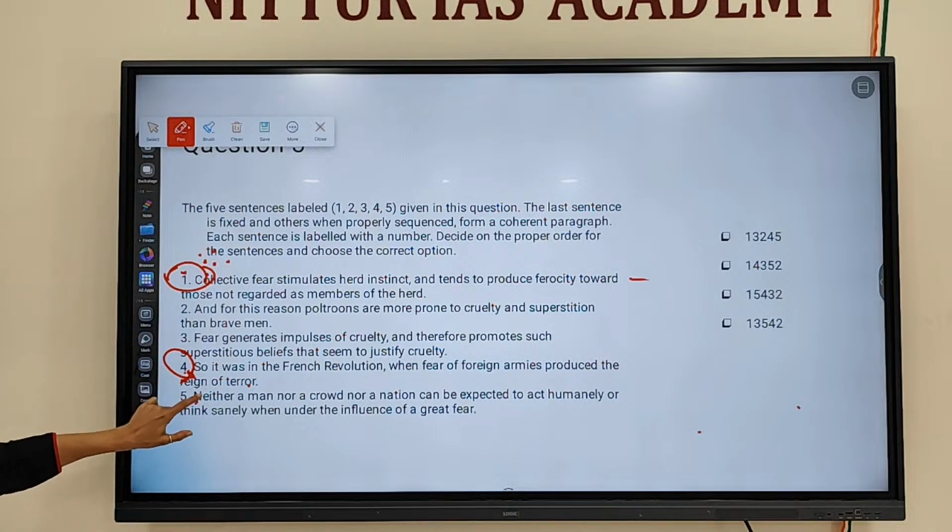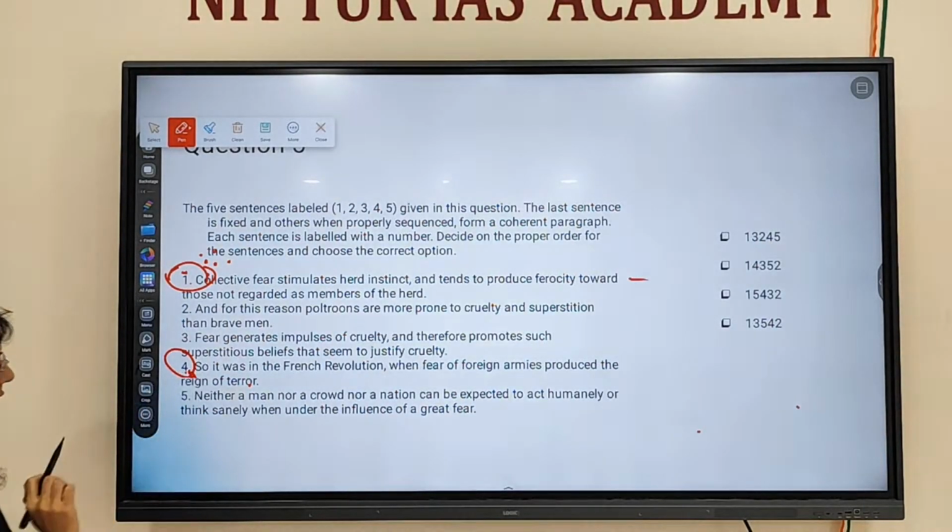And then neither a man nor a crowd nor a nation can be expected to act humanly. We cannot expect people to act sanely. Your answer was second. No, 1, 4, 3, 5, 2. So you need to check for the third one.